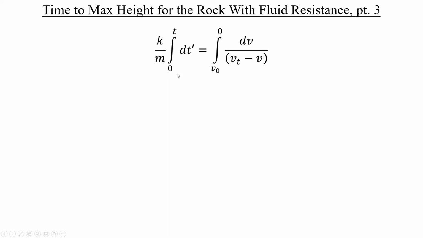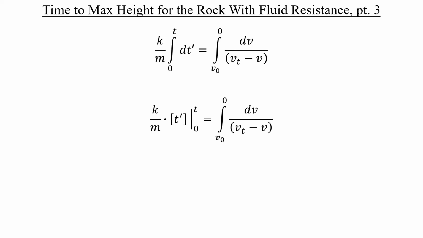The left-hand side is easier to deal with, so let's start there. The integrand for this integral is just 1, and when you integrate 1 with respect to t prime, you're going to get t prime as a result. Evaluated at these endpoints here, well, the left-hand side just turns into k over m times t. There's nothing super complicated about that.